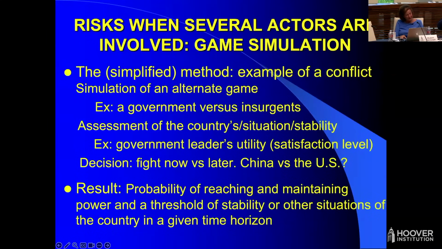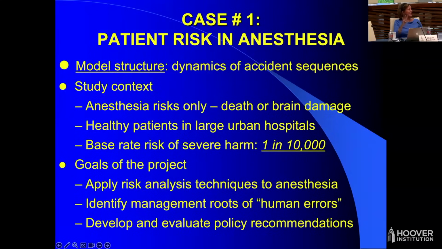Okay, now when you have several actors involved, you have a game problem, and you have to simulate a game. So, an example of a conflict. Simulation of a game, I'm going to show you an example of government versus insurgents. And assessment of the country's situation and stability is the consequence of what's going to happen in that conflict. So the decision is the one for the government, for example, to fight now versus later. And the result is the probability of reaching and maintaining power and the threshold of stability or other situations in the country in a given time horizon. And then I'm going to present you 4 cases.